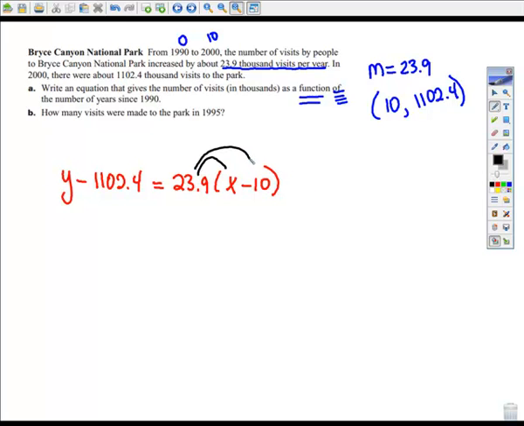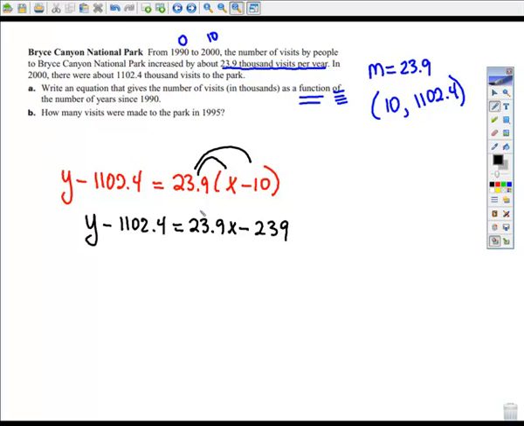So to do that, I will go ahead and distribute the 23.9. So I have y minus 1,102.4 equals 23.9x minus 239 when I distribute. And now I'm just going to add the 1,102.4 to both sides.